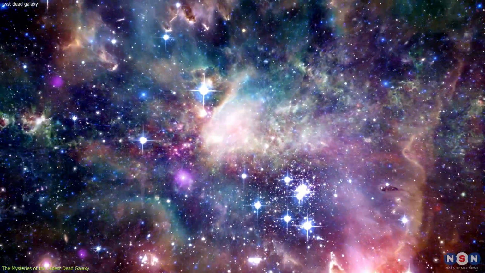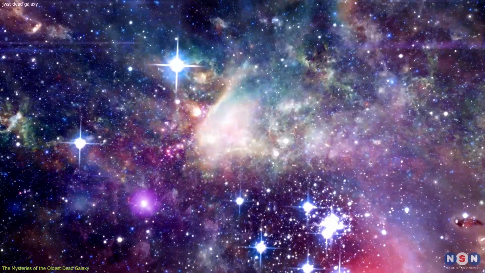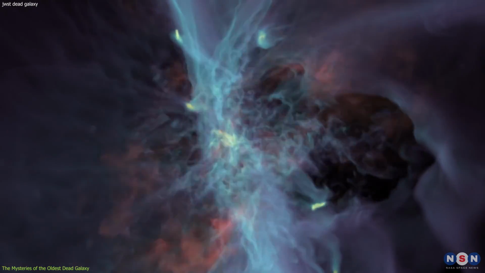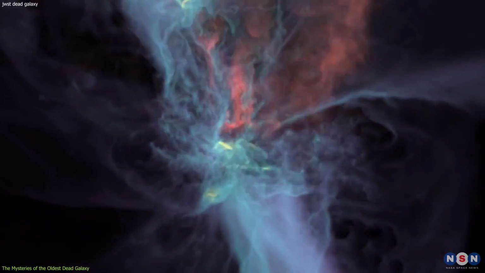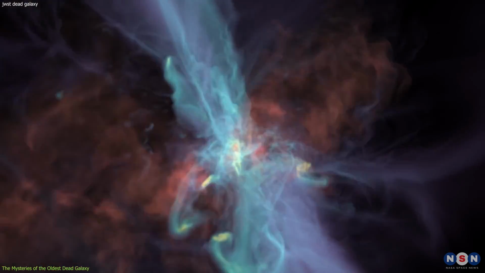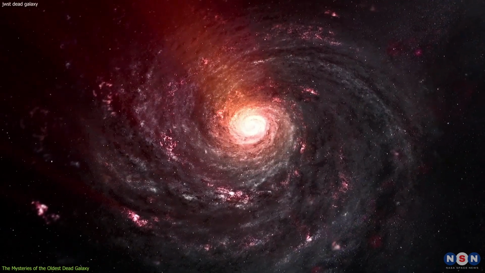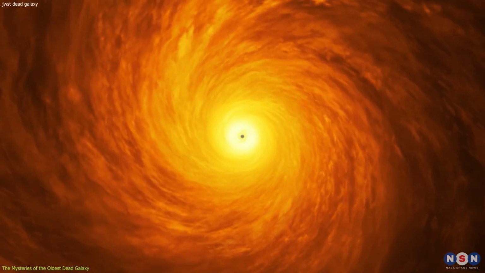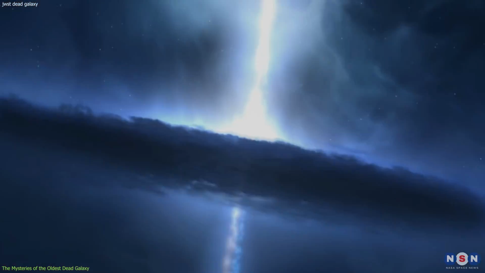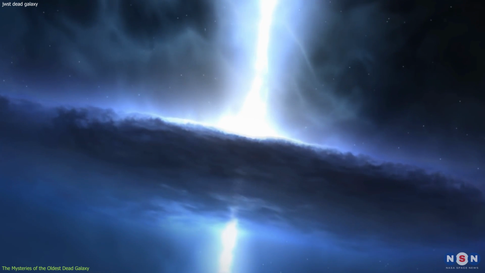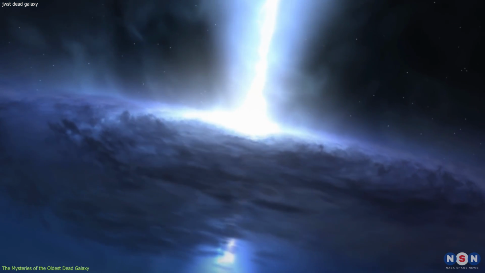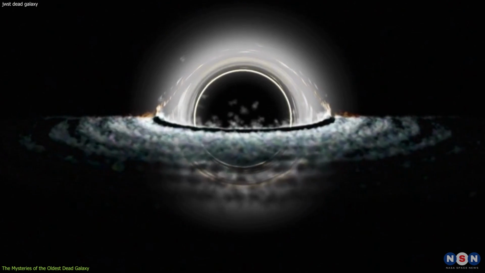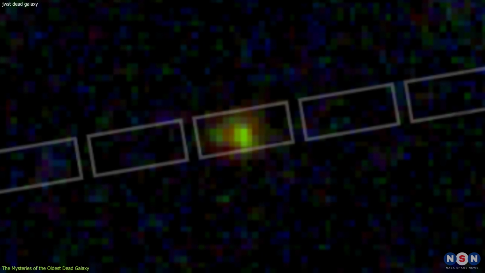Secondly, environmental factors. The early universe was a turbulent place, with frequent collisions and interactions between galaxies. These interactions could have disrupted the gas supply or triggered powerful outflows that expelled gas from the galaxy, hindering star formation. Thirdly, supermassive black hole influence. Galaxies often harbor supermassive black holes at their centers. Powerful jets and winds emanating from these black holes can potentially disrupt star formation by removing gas from the galaxy. Examining the presence and activity of a supermassive black hole in this ancient object can offer valuable clues.